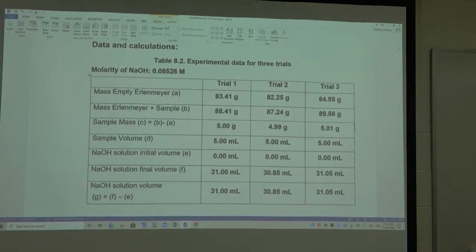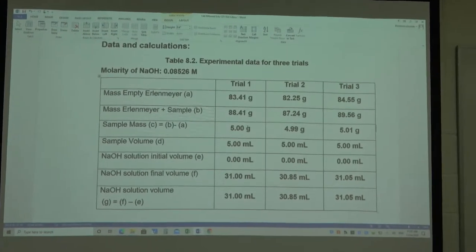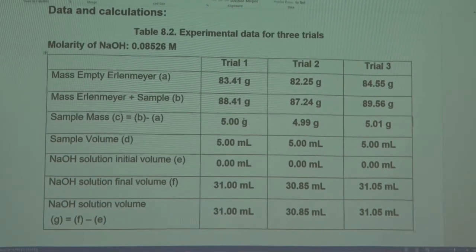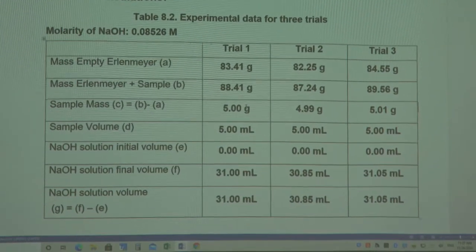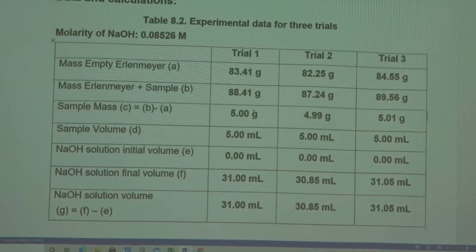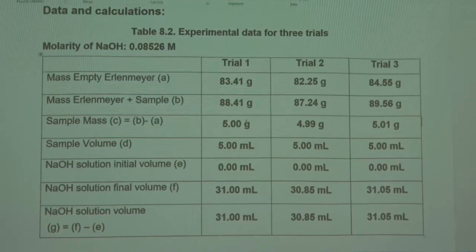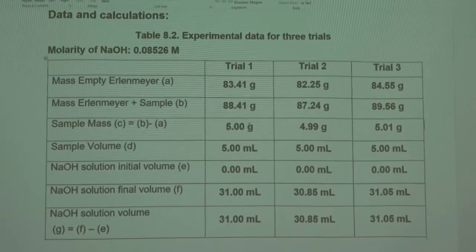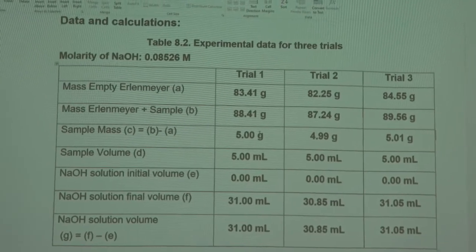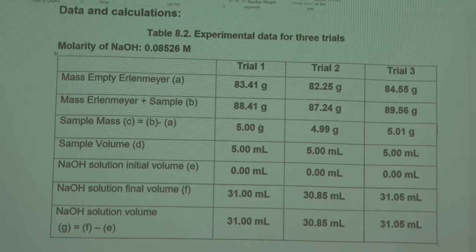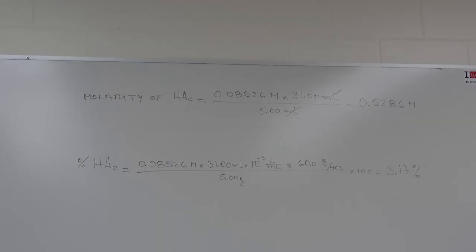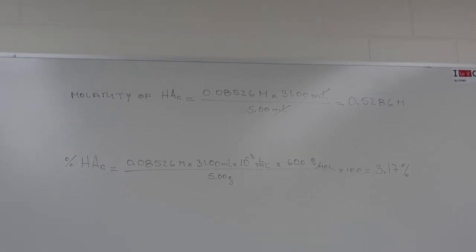Okay. After we have completed the 3 trials, we have the table completely filled up and ready to perform the calculations that we need in order to get the molarity and the percentage of acetic acid in the sample that was handed to us. We are going to perform an example calculation.